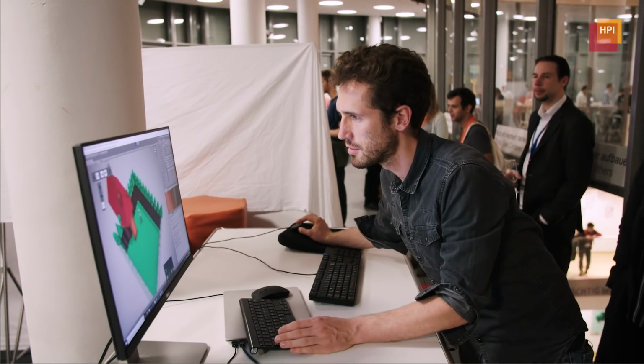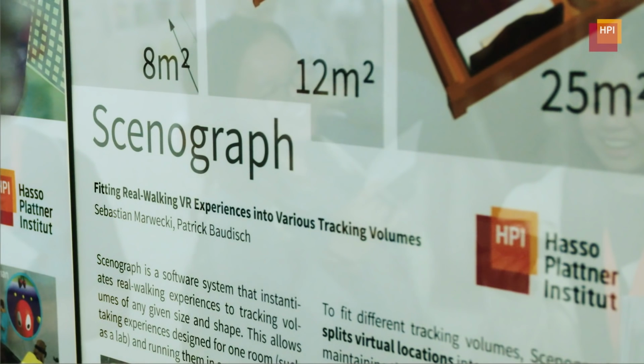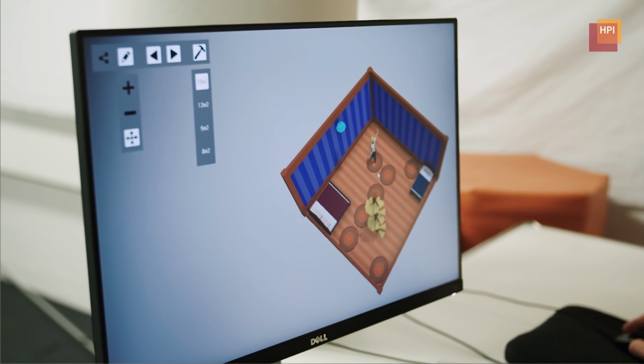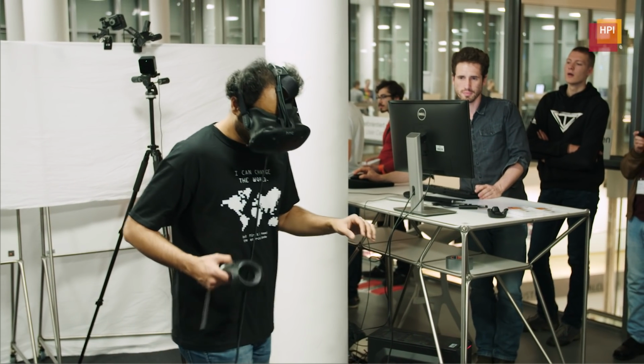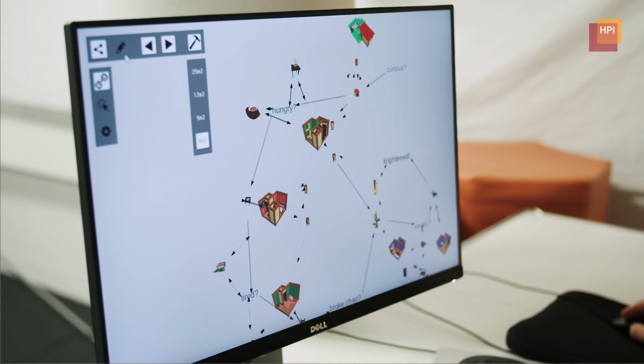As a creator of virtual reality experiences, you need to make a decision at some point. How much tracking space am I designing for? Scenograph lets creators define experiences for arbitrary tracking volumes, for small tracking volumes or for big tracking volumes. It takes the narrational structure and maps it onto any space available.